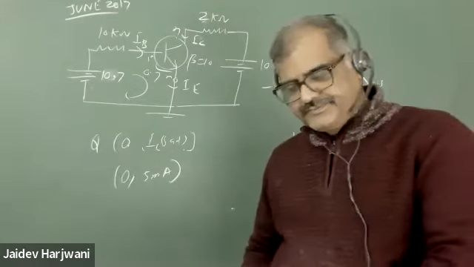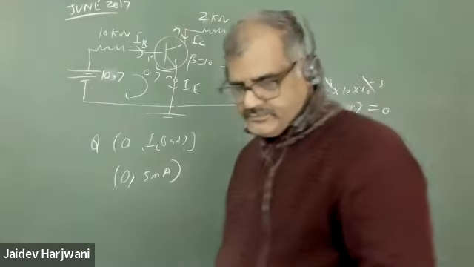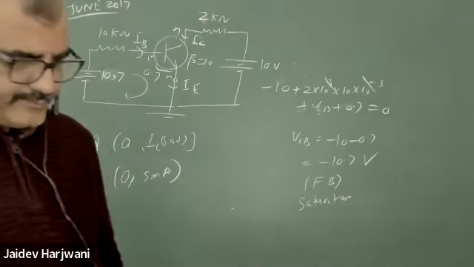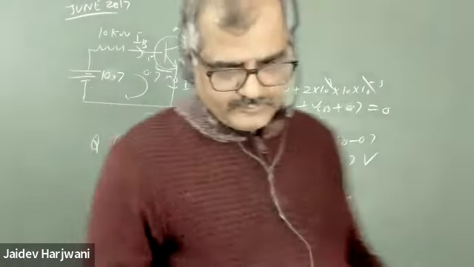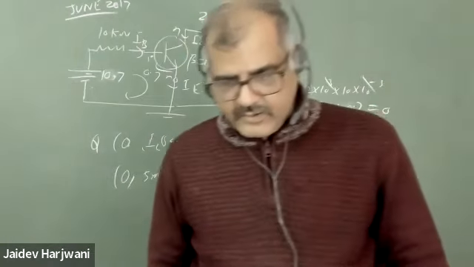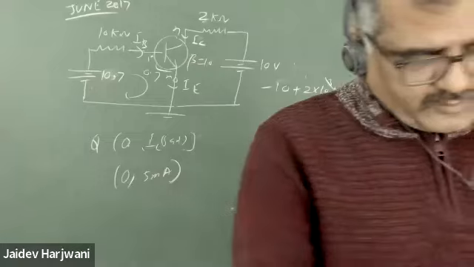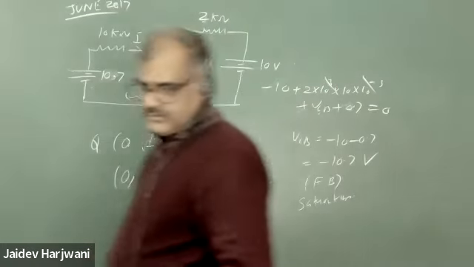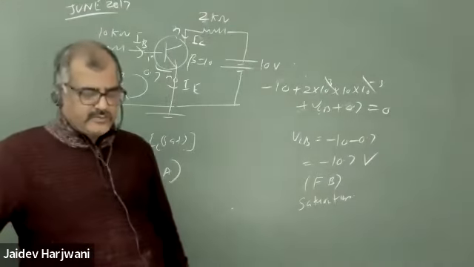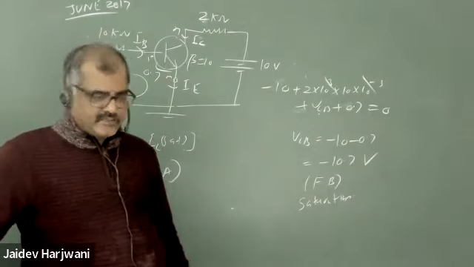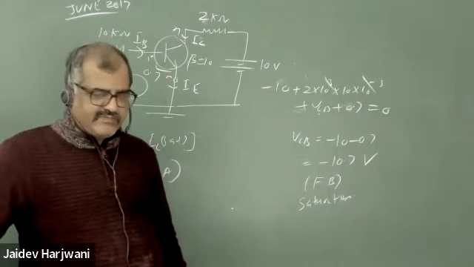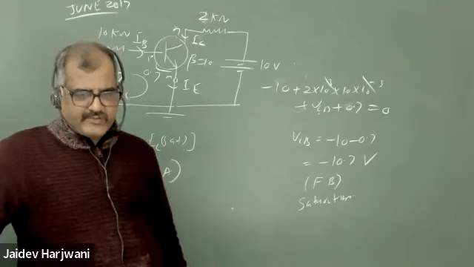Is this point clear? Any doubt? No doubt. Okay. Sir, VCB could be found by the equation VCE equals VBE plus VCB. Yes, VCE equals VCB plus VBE. From that itself you can find it out.